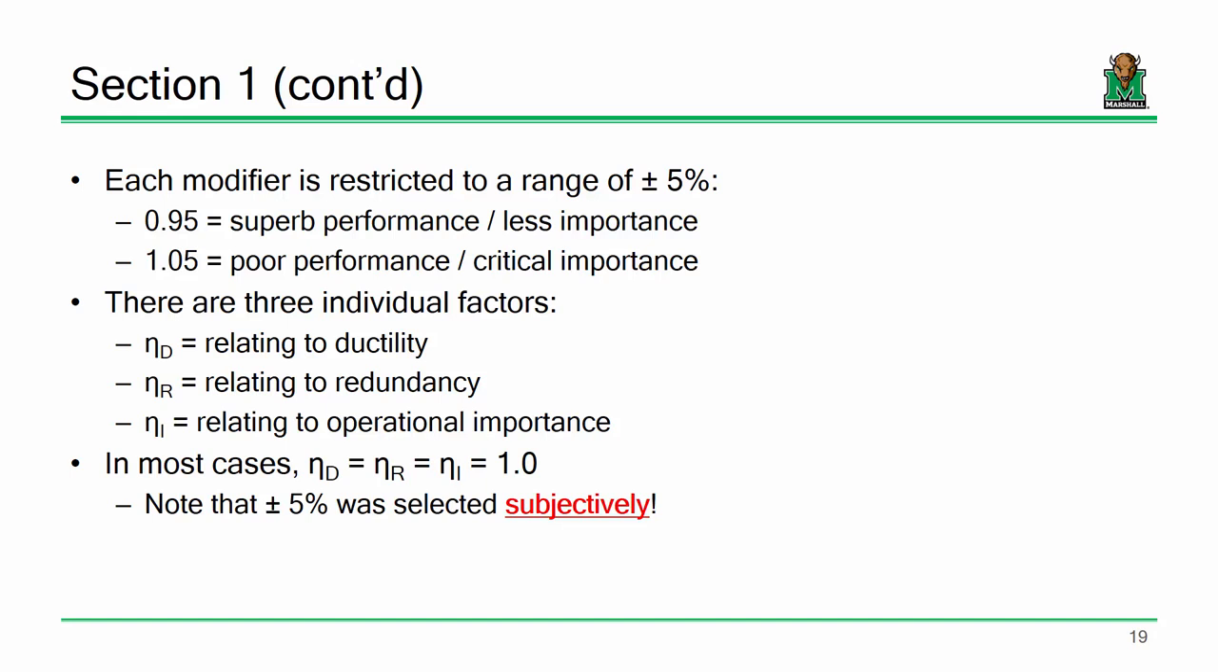Here's what happened in the spec. You start going into the spec, and each of these values is specified to be somewhere in the range of plus or minus 0.5%. So if I was dealing with a value that was 0.95, that would indicate superb performance. 1.05 would be poor performance. Keep in mind, you're modifying the loads, okay? So if you got superb performance, you can cut those loads down a little bit.